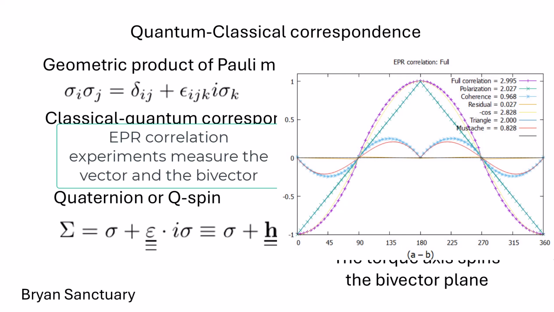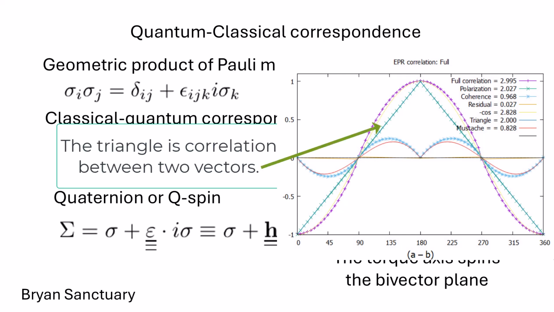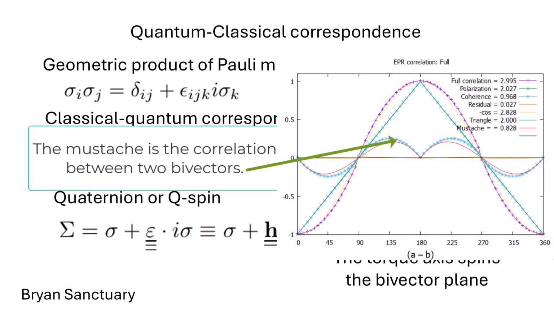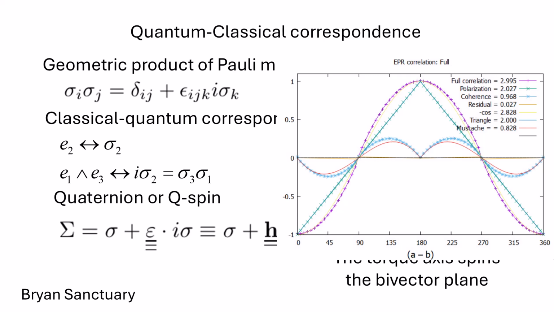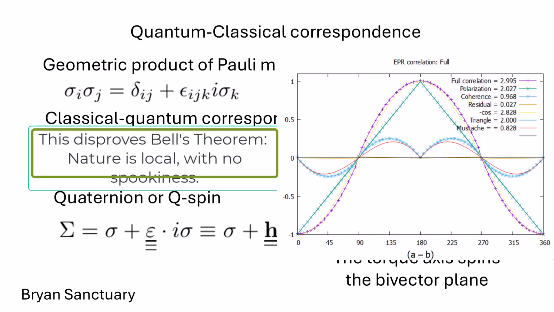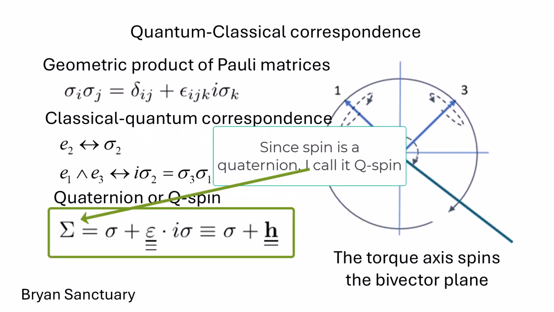The triangle is correlation between two vectors, and the moustache is correlation between two bivectors. The simulation was done classically. We are then led to rejecting Bell's theorem and the notion of non-locality. Since spin in the bivector standard model gives a quaternion, I call it quaternion spin.